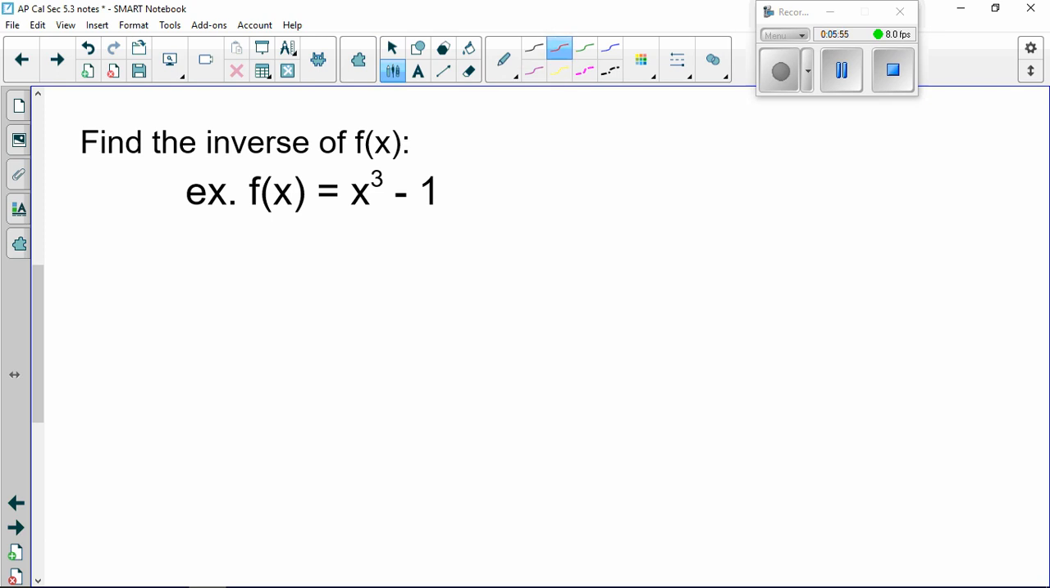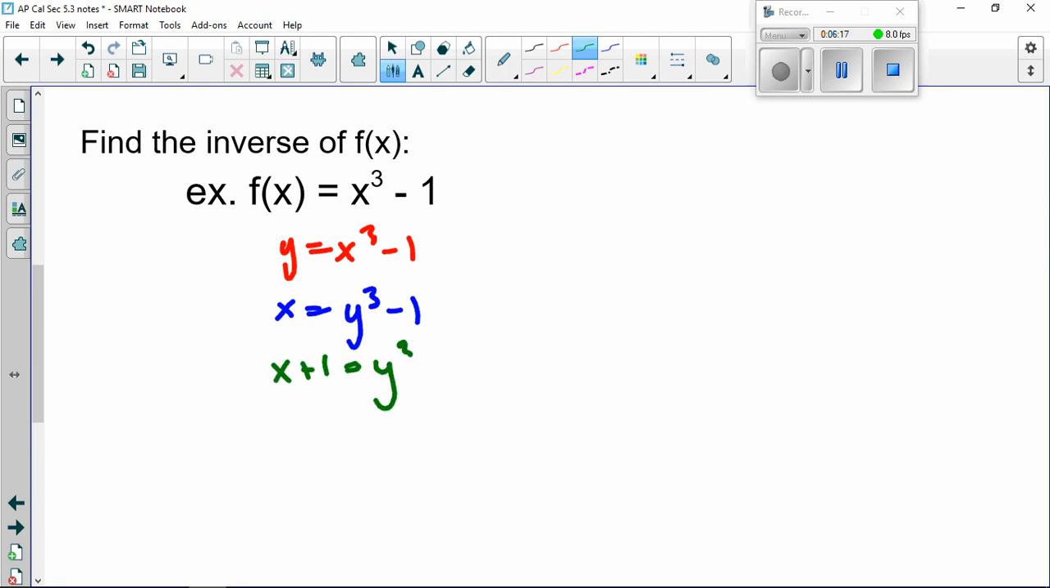So the first thing that we're going to do is put y into this equation so that we can switch x and y. And then we're actually going to switch them. So y becomes x, x becomes y. We have minus 1. And then we want to solve for y. So I would add the 1. So I'd have x plus 1 equals y cubed.